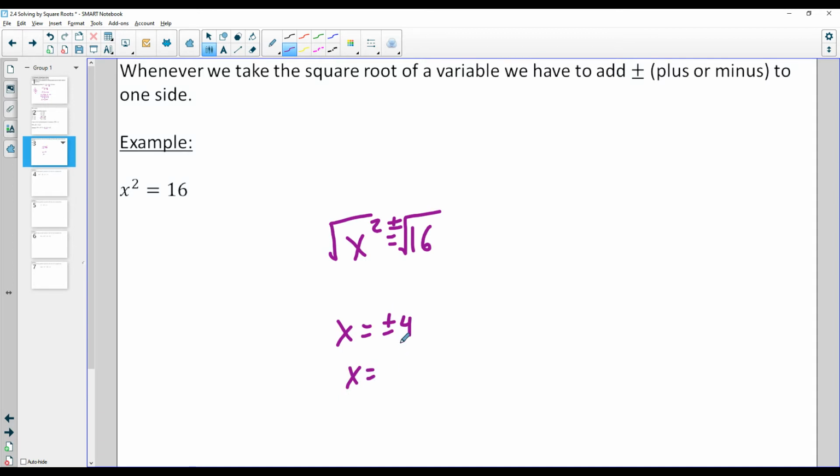It means I have positive 4, and it also means that I have negative 4. And why do I have to add plus or minus? Well, let's think about it. If x equals negative 4, then plugging it back into this original equation, wouldn't negative 4 squared be 16? Negative 4 times negative 4 is positive 16. And the same thing if we just have 4 squared. So both of these answers work. And that's why we have to take that plus or minus, because when you have something squared, it always turns positive no matter what. So adding this plus or minus takes into account that the negative is a possibility.